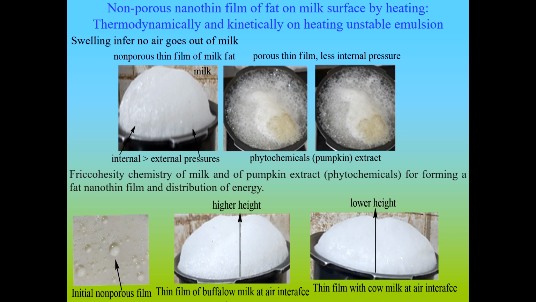When it goes up, then a larger amount. I do not know whether participants will answer themselves: on boiling, will a larger amount of buffalo milk come out or the cow milk? Because a larger amount, the whole amount, will go out like a milk bomb. So this is simple adhesion and cohesion. Simple Friccohesity, kitchen Friccohesity chemistry, nothing else. Generally, we do not take note.